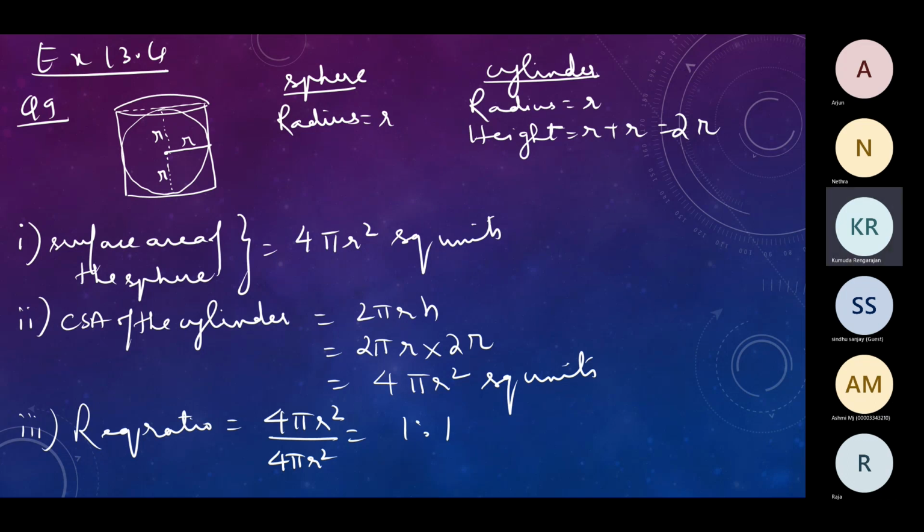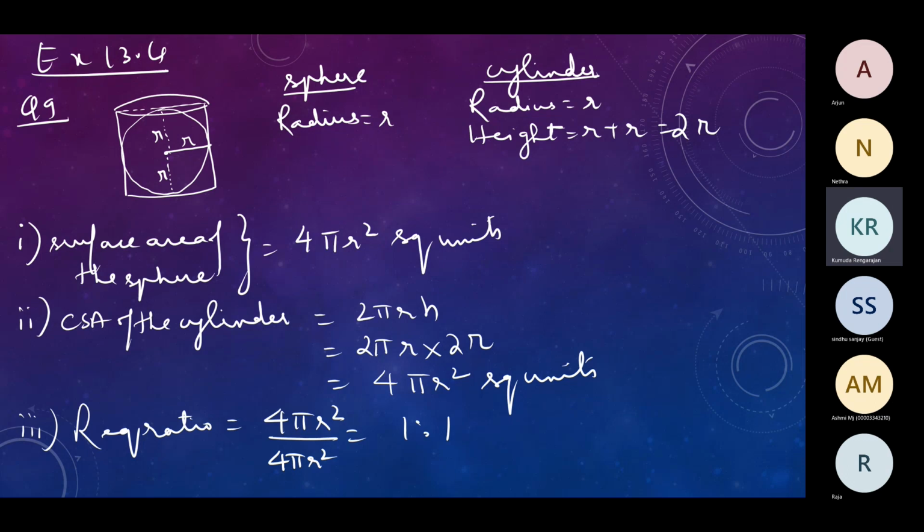Radius of the sphere is r. So the radius of the cylinder also will be r, and the height of the cylinder will be r plus r, 2r. Then the questions are very easy to answer. Surface area of the sphere: formula is 4 pi r square and radius is r only, so nothing to substitute. That's all, 4 pi r square.